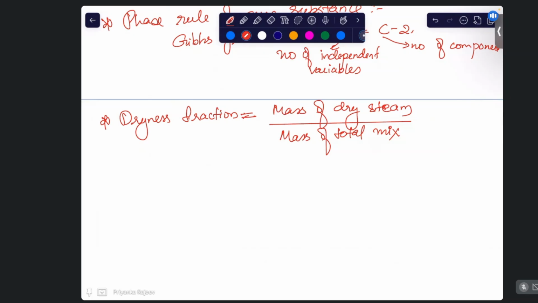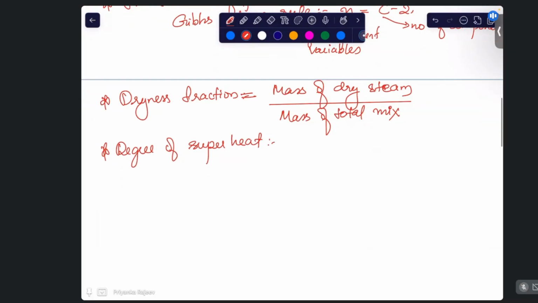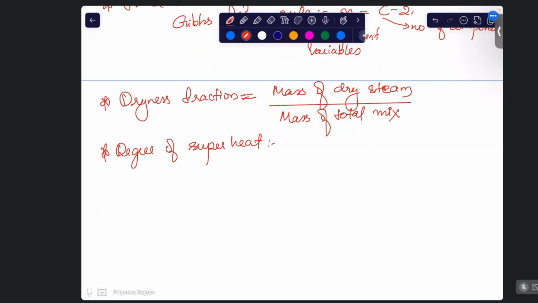The opposite of which is wetness fraction, which is 1 minus dryness fraction. Then explain the term degree of superheat or degree of subcooling. So degree of superheat means the difference between the superheated temperature minus the saturated temperature.